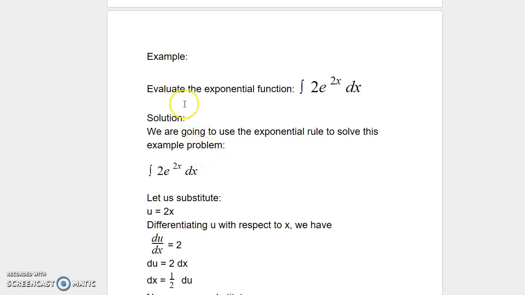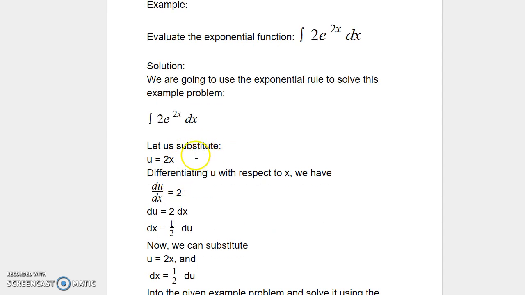Let's say we want to evaluate this exponential function, integral 2 e to the power of 2x dx. We're going to slowly add more and more terms just to illustrate how we can use these exponential rules to solve these functions. Now we're going to use the substitution method to solve these types of problems. So we're going to say let u be equal to 2x.